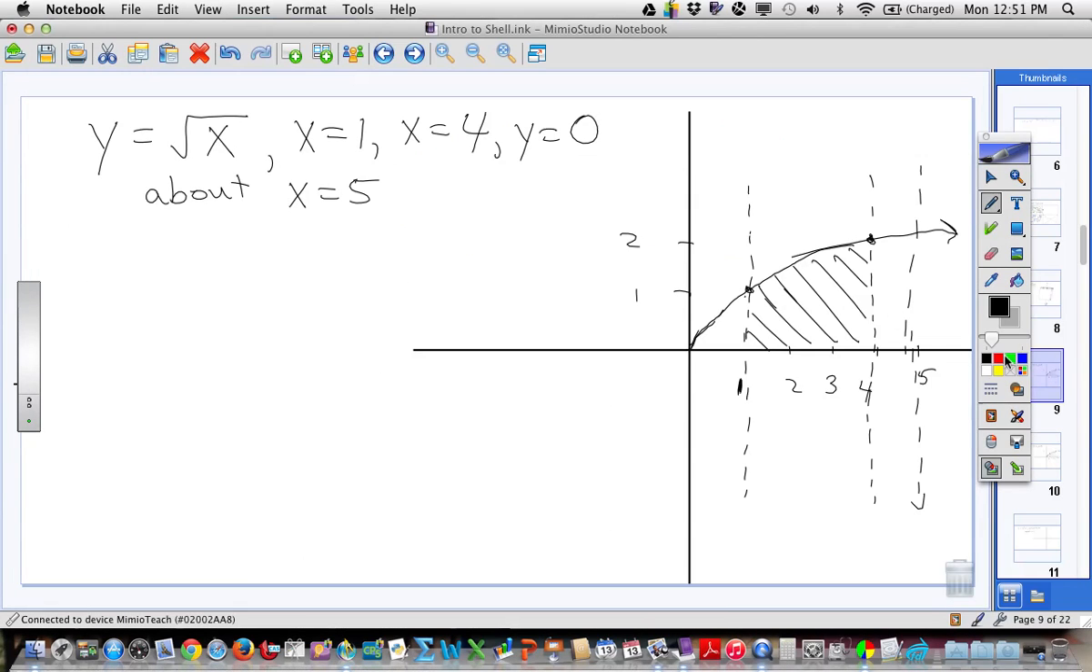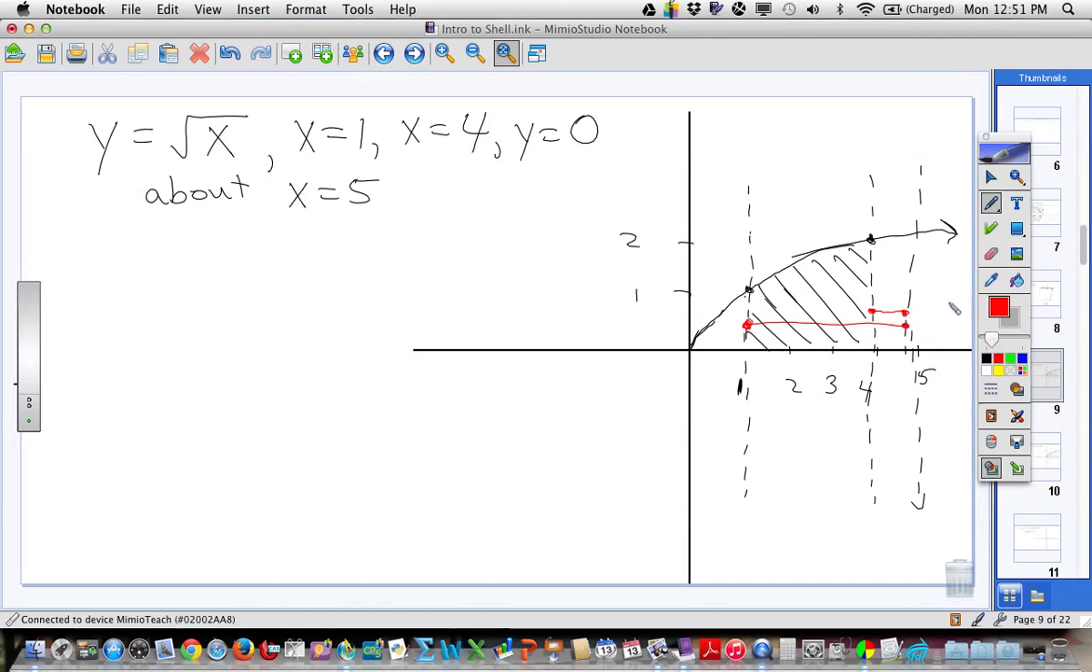Now, when I go to draw those, radius always comes from the center. What's the center? The axis of revolution. Because you're revolving around the axis of revolution, it's right in the center, and that's the 5. So your outer radius has to go from the center out to the edge of the region. And the inner radius has to go from the center to the inner part of the region.